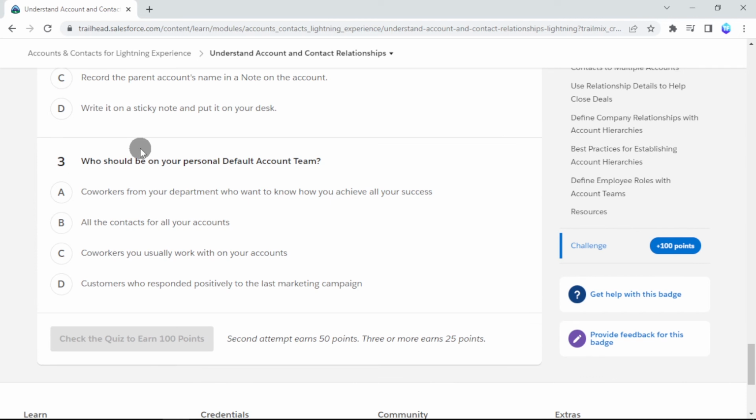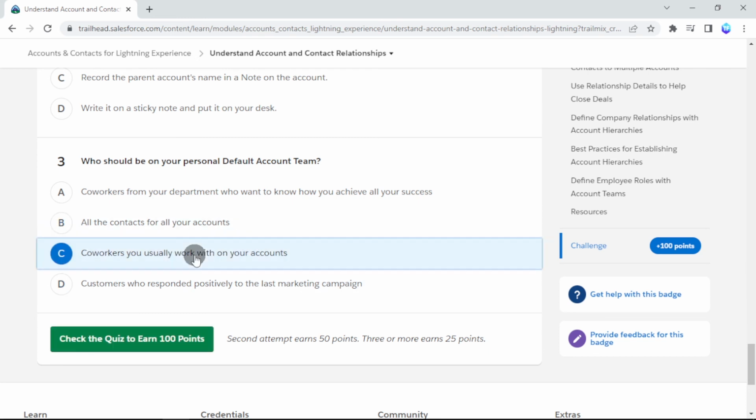The third question is, who should be on your personal default account team? The options are option A, co-workers from your department who want to know how you achieve all your success. Option B, all the contacts for all your accounts. Option C, co-workers you usually work with on your accounts. And option D, customers who responded positively to the last marketing campaign. And the answer is option C, co-workers you usually work with on your accounts. Let's check it.